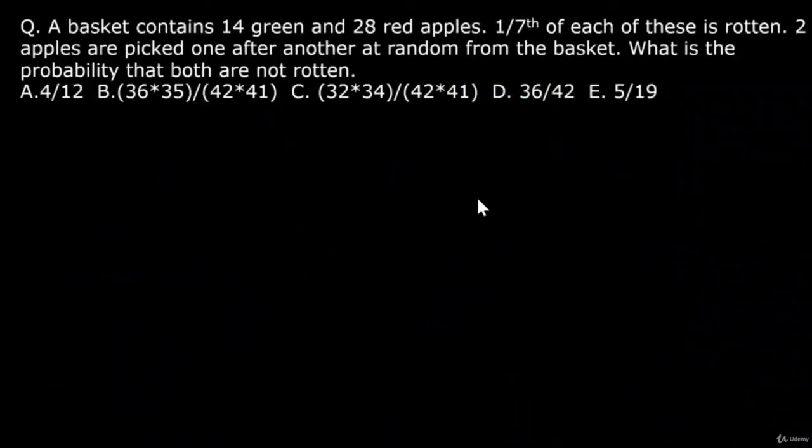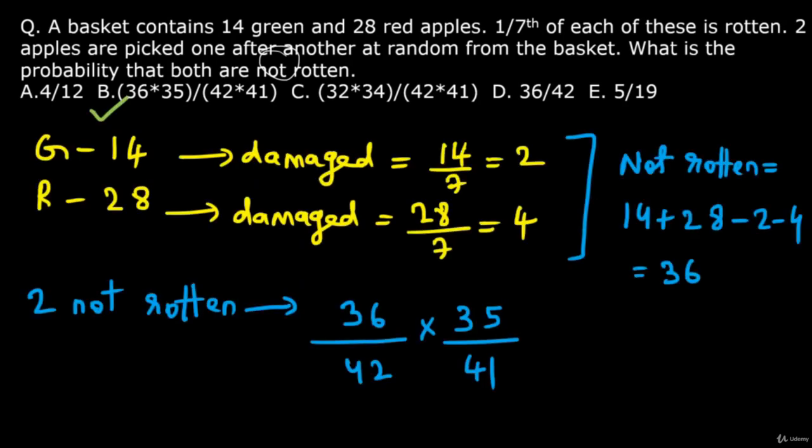Let's read the next question. A basket contains 14 green and 20 red apples. 1/7 of each of these is rotten. 2 apples are picked one after another at random from the basket. What is the probability that both are not rotten? Alright, what's the answer to this question? The correct answer is option B, that is 36 into 35 by 42 into 41.